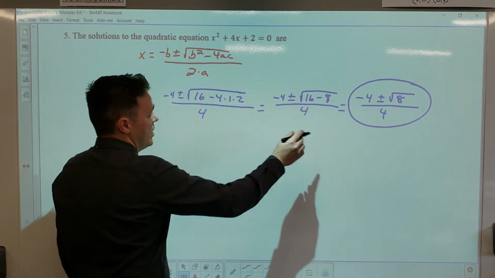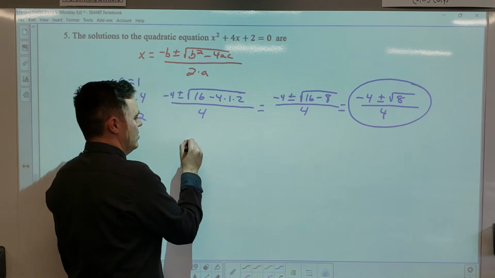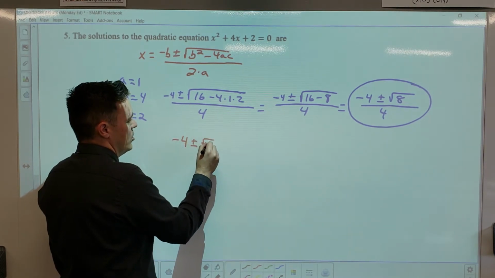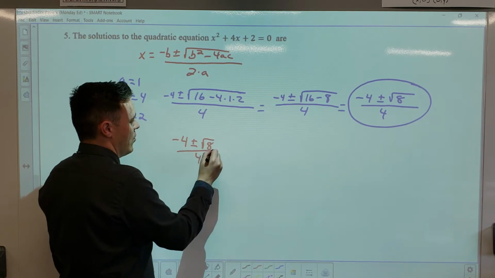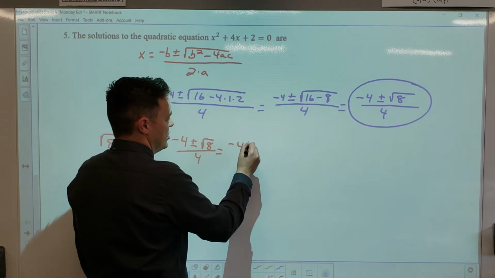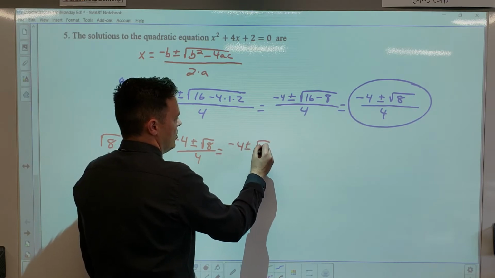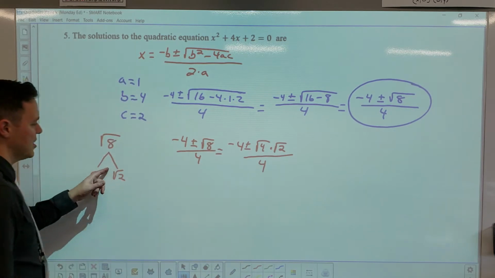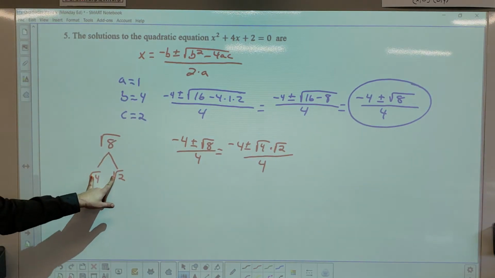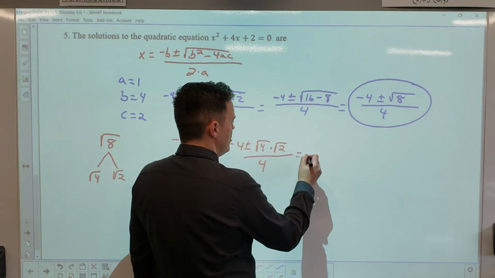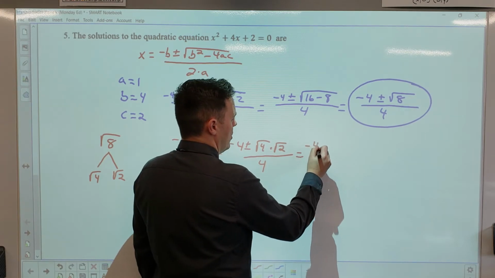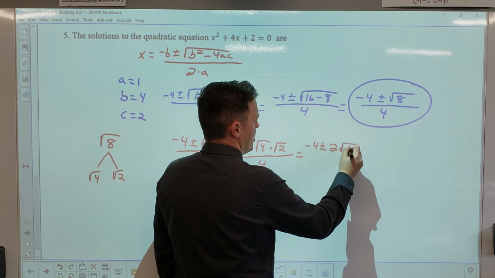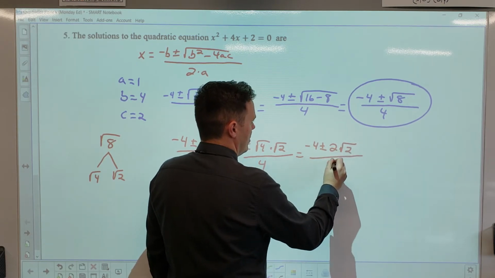Okay, so knowing that, technically speaking, I'm going to rewrite this right here. You would start here, -4 plus or minus the square root of 8 over 4. And we're going to break it into two pieces. So it's going to be plus or minus the square root of 4 times the square root of 2. Okay, because that's what we talked about right here. You can multiply that out. And then you would simply solve it. -4 plus or minus 2 times the square root of 2, all over 4.